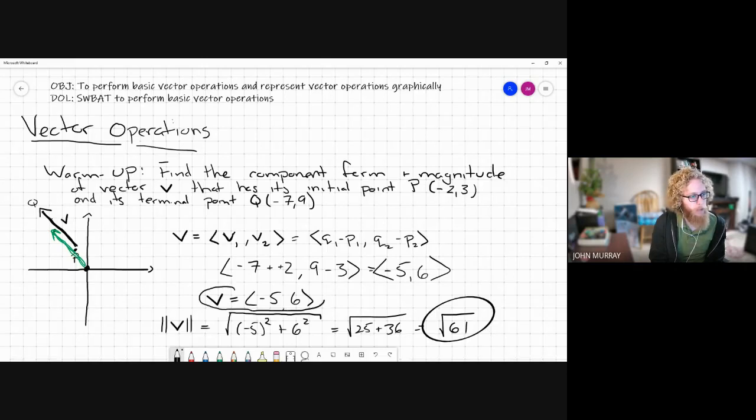All right, so I have the component form here, and I have my magnitude here. Any questions about that? That's what we did last week.